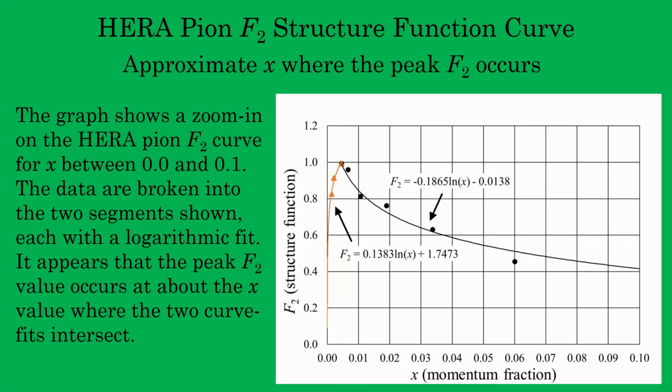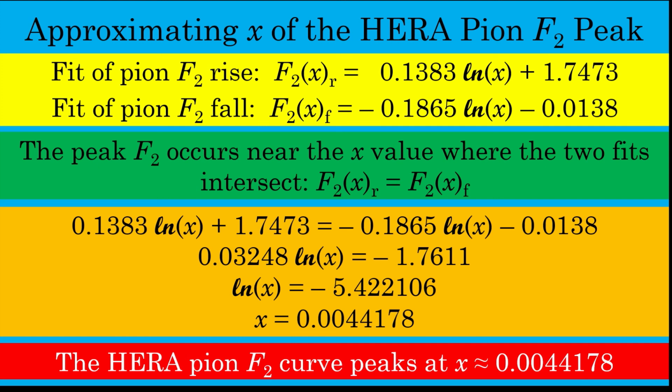The data points have been broken into two segments. One, the triangles, where the F2 rises to the peak as x increases from x equals 0, and the other, the dots, where the F2 falls towards 0 as x approaches 1. Each segment is fitted with a logarithmic fit as shown. We can get a good approximation of where the peak F2 occurs by assuming the two fits intersect near the peak. Therefore, setting the fits equal and solving for x should give us our approximation.